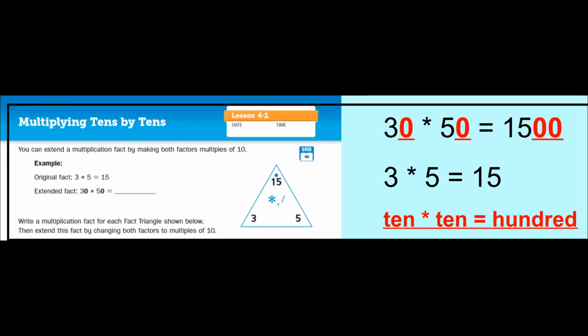Then we extended our multiplication facts to multiplying tens by tens, starting with our basic fact, 3 times 5 is 15. Now it's extended into tens, 3 tens times 5 tens. So we still have our basic fact, 3 times 5 equals 15, and we're multiplying 10 by 10, which gives us 100, 1,500.